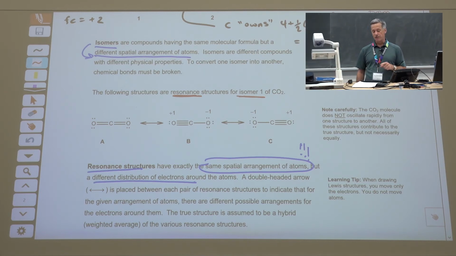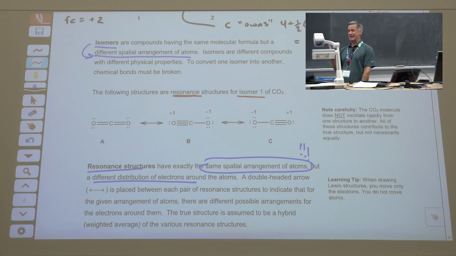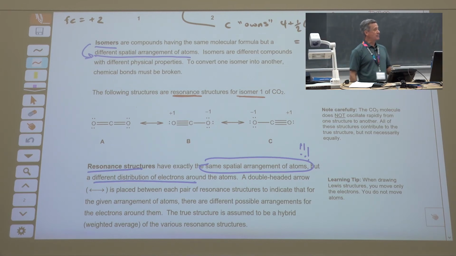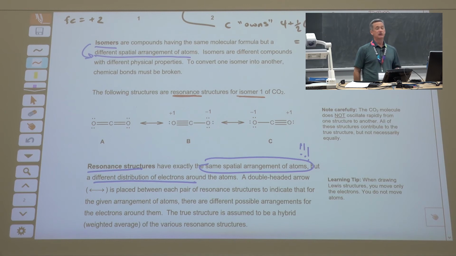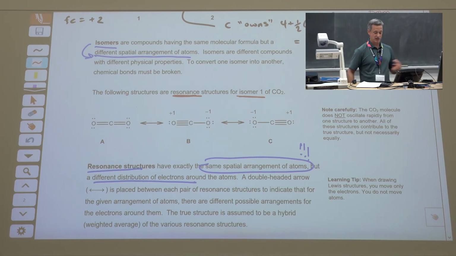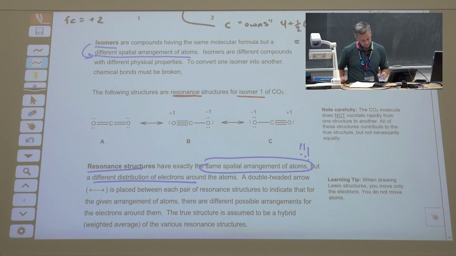In order to go from structure A to structure B, we are not going to move any atoms. We're going to keep the same spatial arrangement. We can move the electrons around. And we can represent the movement of electrons using another symbolism, very popular in chemistry and used frequently, to show that we can, okay, so what are we going to do?